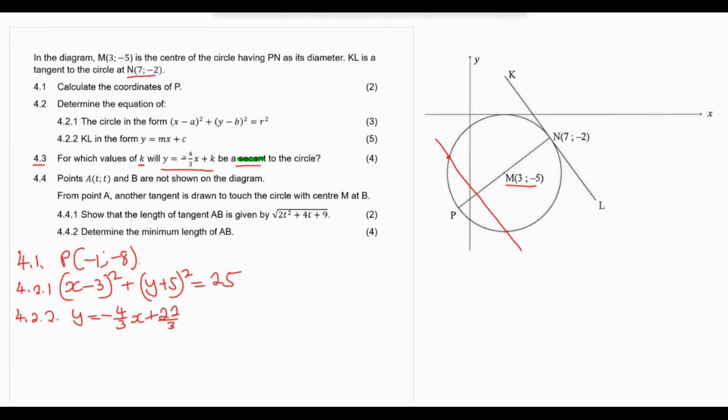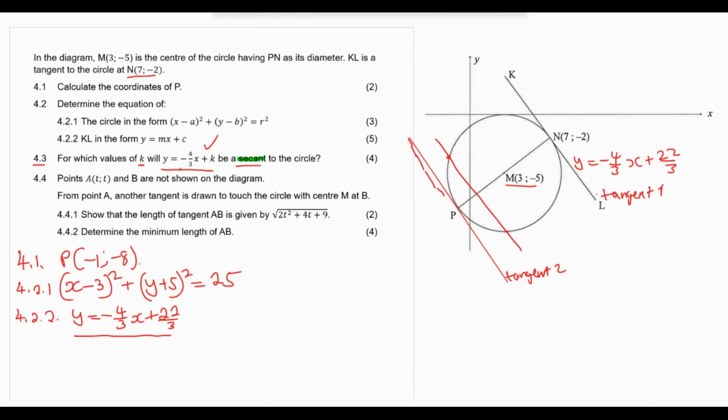We have to recognize that this line that we're talking about is parallel to the tangent, because we found that the equation of the tangent is y = -4/3 x + 22/3. If this line has to be a secant, it means it has to be between. Let me draw another tangent this side. Let's call it tangent 2, and let's call this one tangent 1.